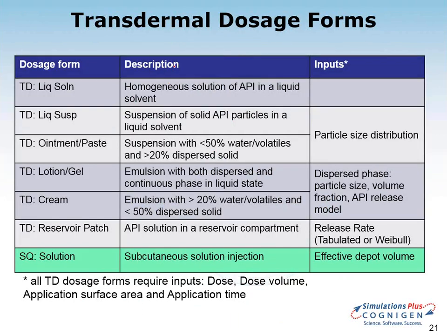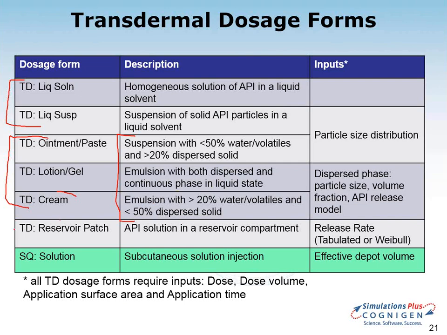So the options that you have for transdermal dosage forms are the simple liquid solution and liquid suspension, which would be just a homogeneous solution of API or solid particles dispersed in the liquid solvent. We do have the semi-solid formulations: ointment and paste, lotion, gel and cream. And again, the difference between these is in their composition, in the fractions of the solid, water, and volatiles in that whole formulation. We do include also one of the controlled release formulations.